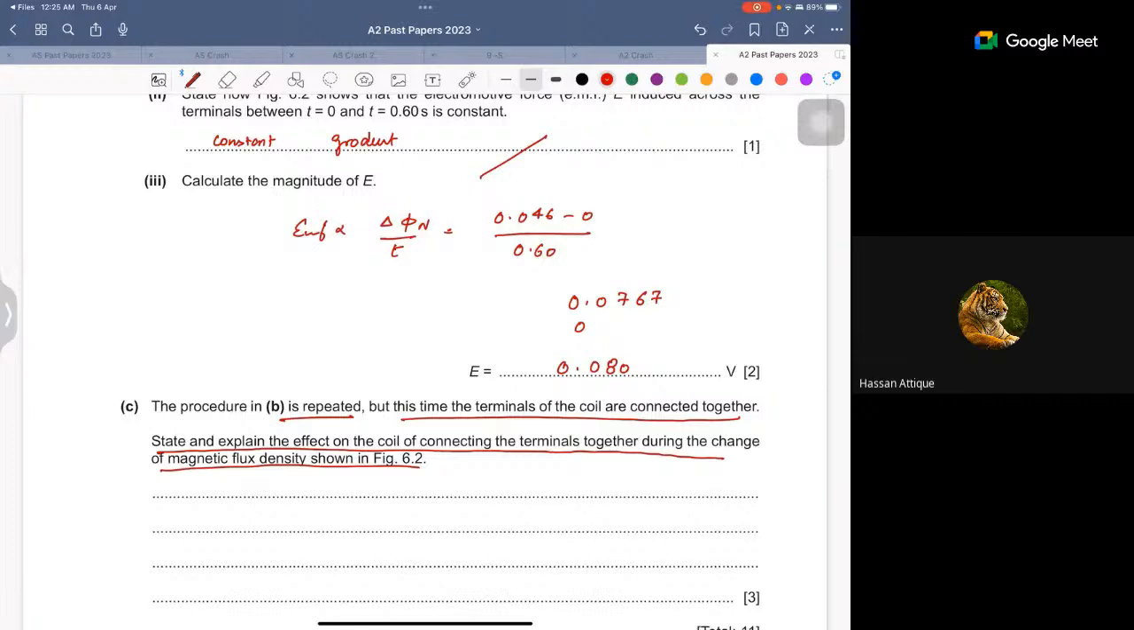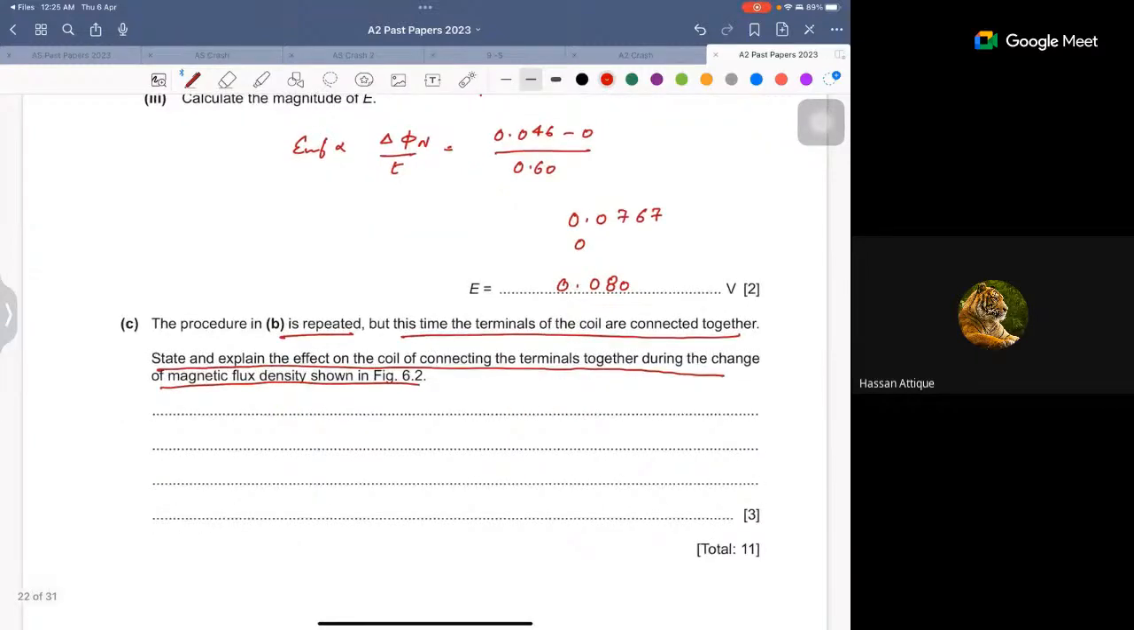If the terminals are connected together, that means the current will flow. Okay. And eddy currents would be produced then. Okay, fine. So I would say that when there is a change in flux, current will be induced. For 3 marks, I have to write this, right? So that would be my first point.